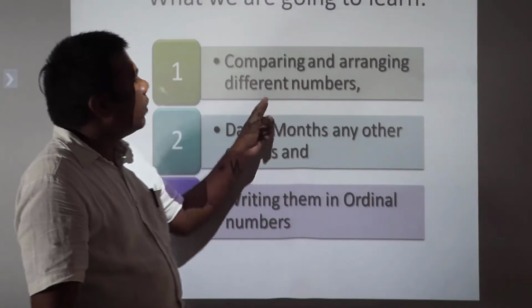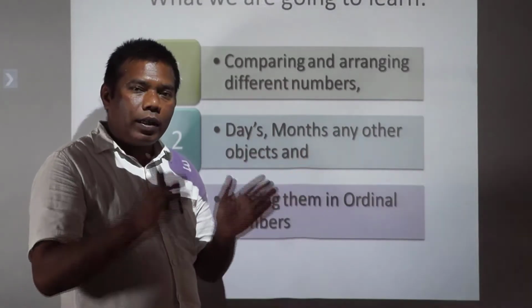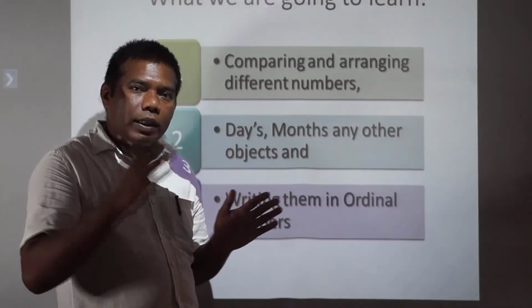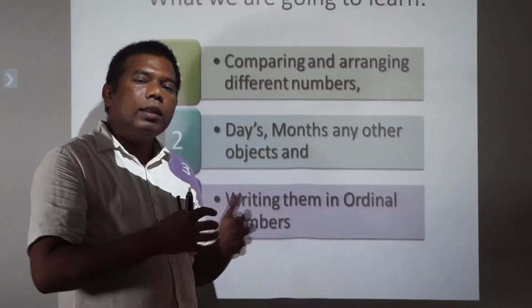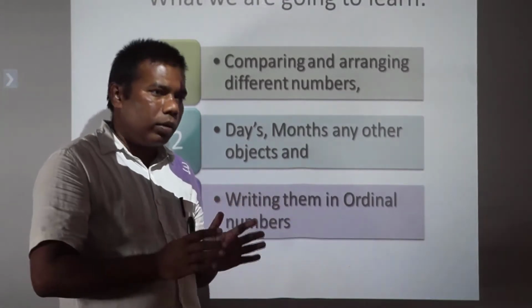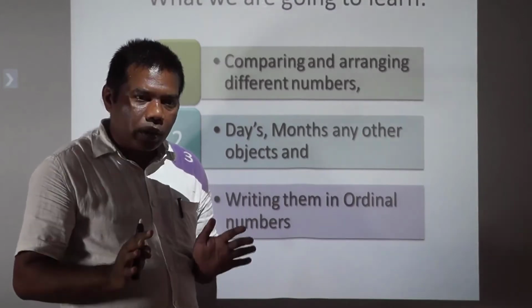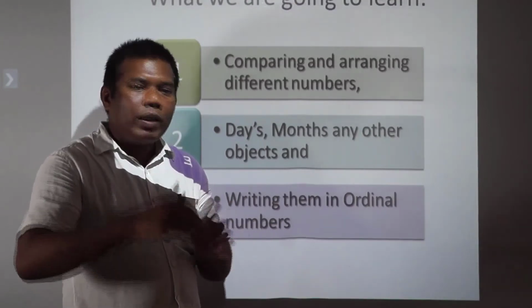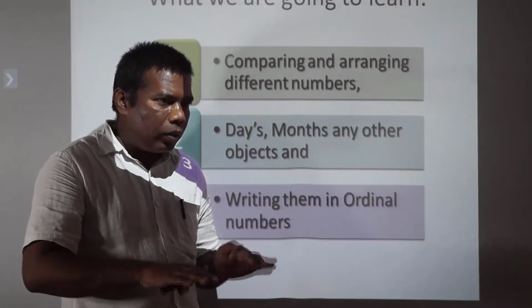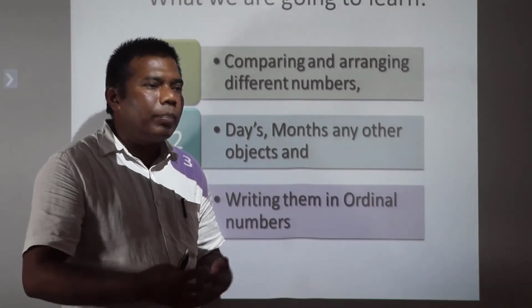So here you see, in this chapter, what we are going to learn is comparing and arranging different numbers. Suppose we compare first, which one is greater, which one is lesser. Suppose 5 is greater than 4. Got it? 3 is lesser than 4. So we compare which one is bigger, which one is smaller. Do we compare or not? So that is called comparison.